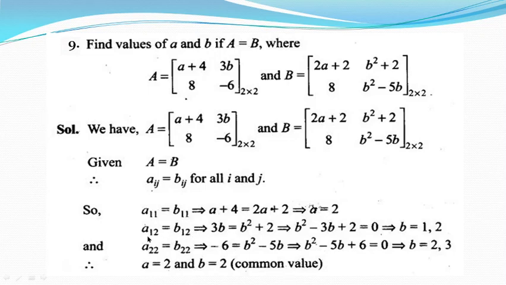Next, A12 should be equal to B12. It means 3b should be equal to b square plus 2. Here we will get one quadratic equation and b is equal to 1 or 2. Then A22 is equal to B22. It means minus 6 is equal to b square minus 5b. This is also another quadratic equation. On solving, we are getting b equal to 2 or 3. So we can take a as 2 and b also as 2, because 2 is the common value that we are getting.